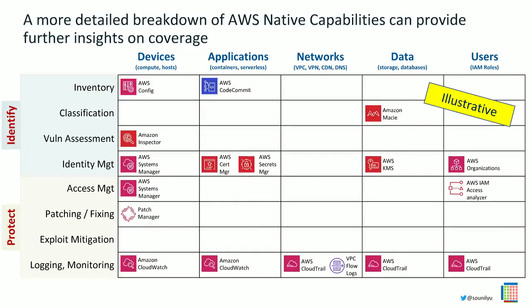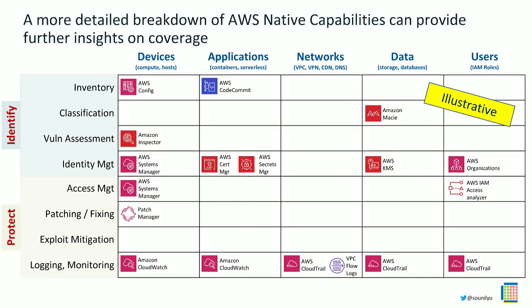So this is a table that's transposed from the previous view of the cyber defense matrix. We have the asset classes on the top and the sub-functions on the left. And within the function of identify, we have sub-functions like inventory, classification, and vulnerability assessment. Likewise, under protect, there's several activities that we perform, for which I'm only showing a very small subset. And this is a non-exhaustive mapping of some of the native services in AWS.